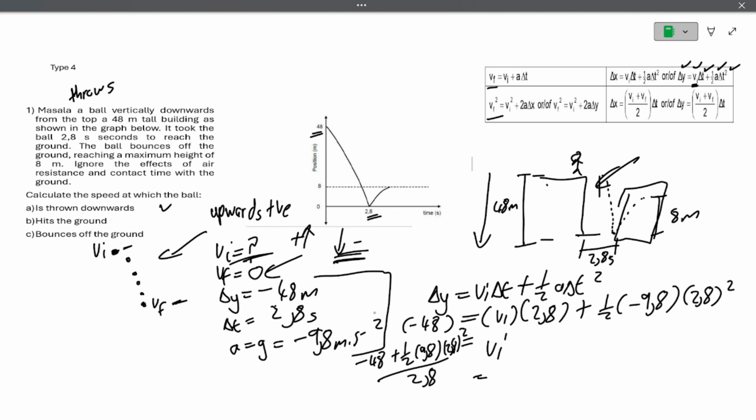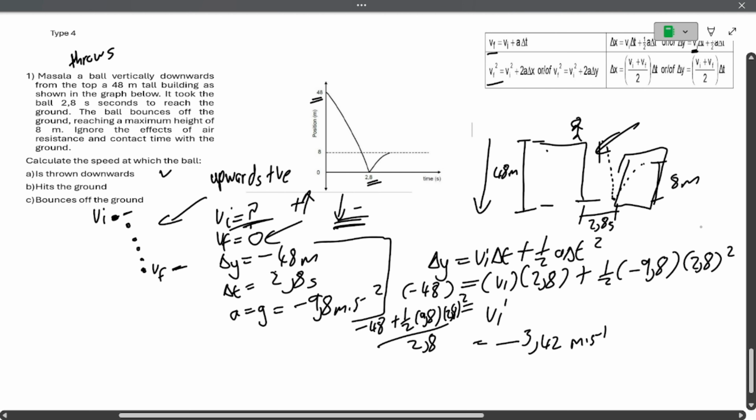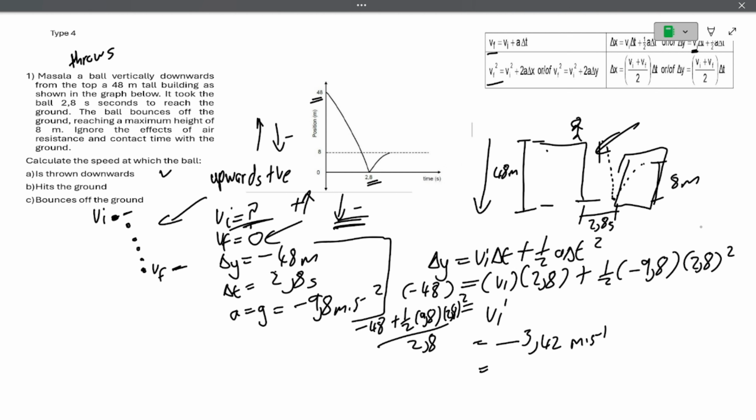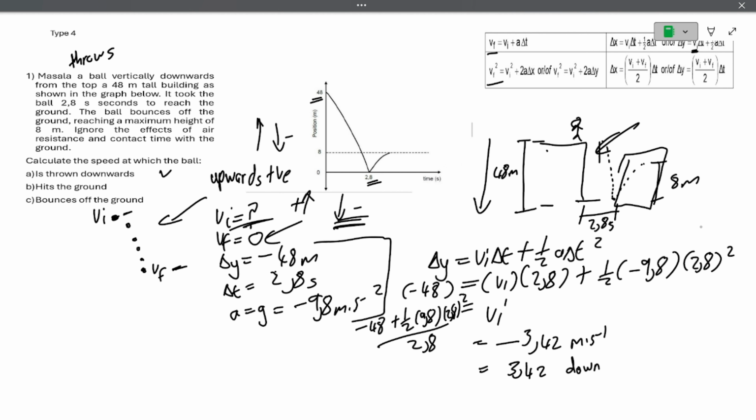So the velocity that we got here is negative 3.42 meters per second, and we say that upwards is positive, meaning that downwards is negative. So this sign, we're going to change it to be what? To be downwards. And look at it, the ball was thrown going where?